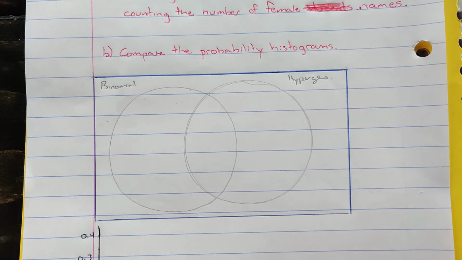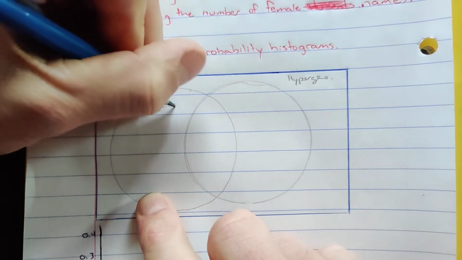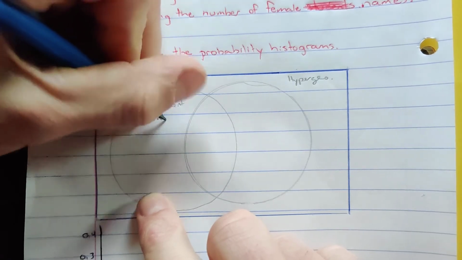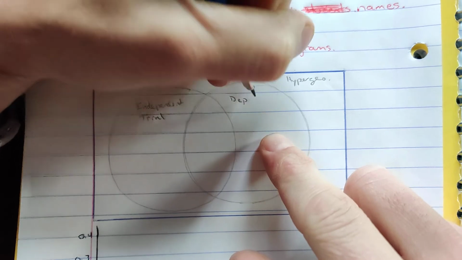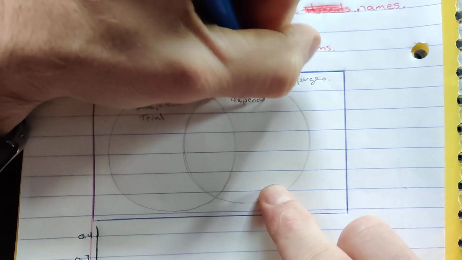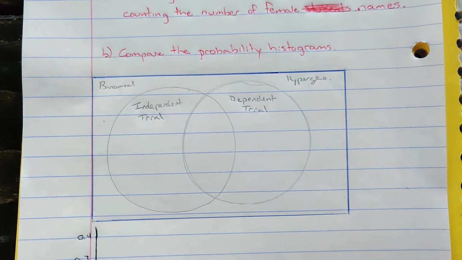In the binomial, each situation is an independent trial. One trial does not affect the other. In the next case, with the hypergeometric, because we're not replacing, it becomes dependent trials. When I pull one item out, the next item depends on the first item, and it changes the probability because there are fewer items to choose from. In this case, names out of a hat.